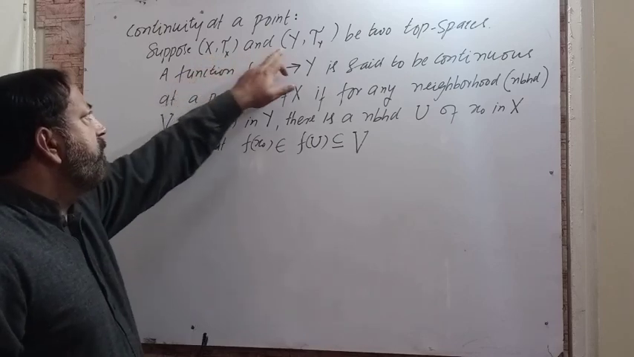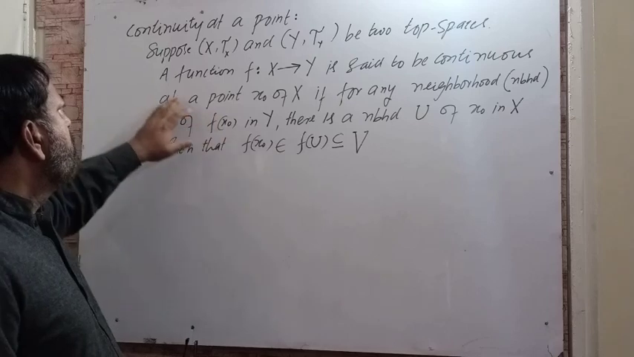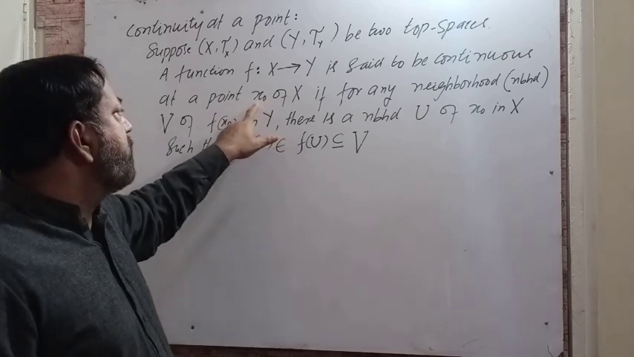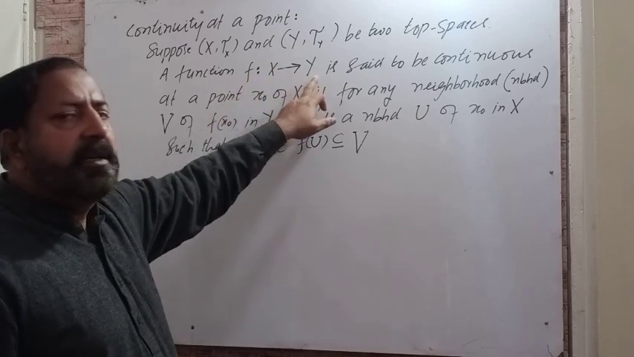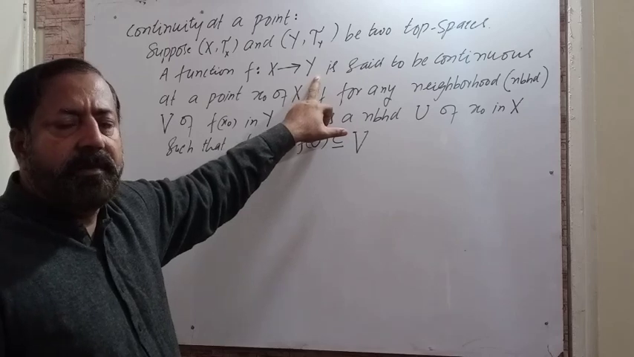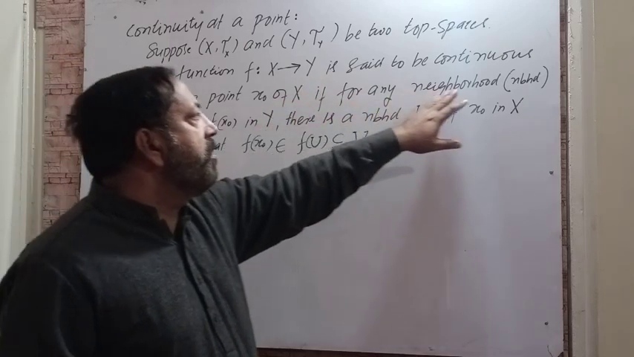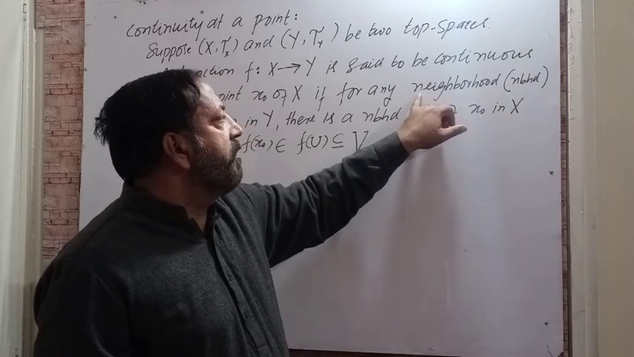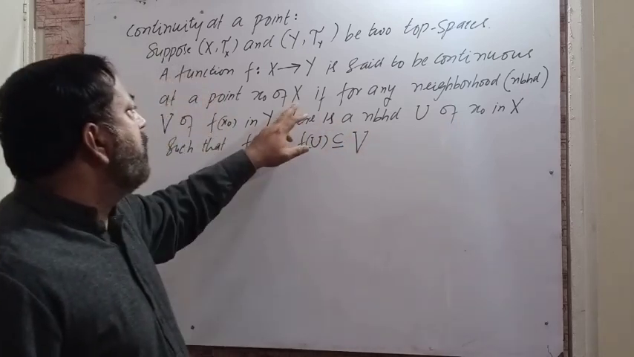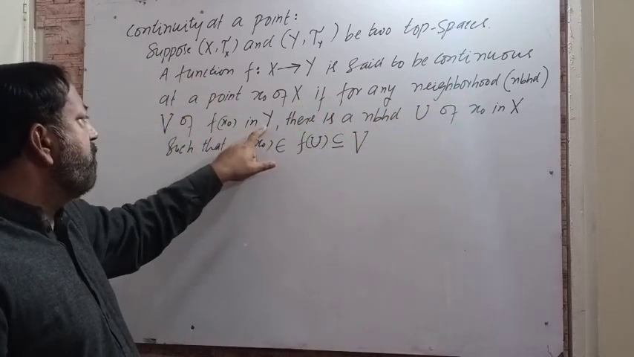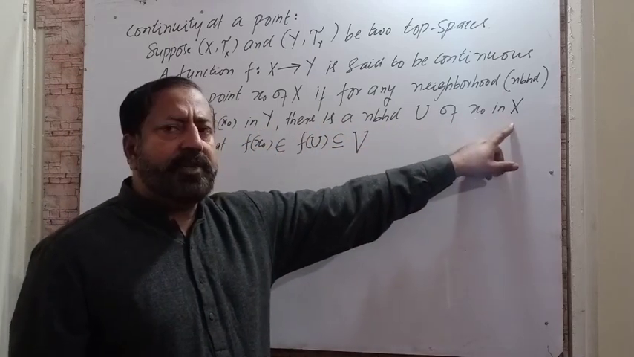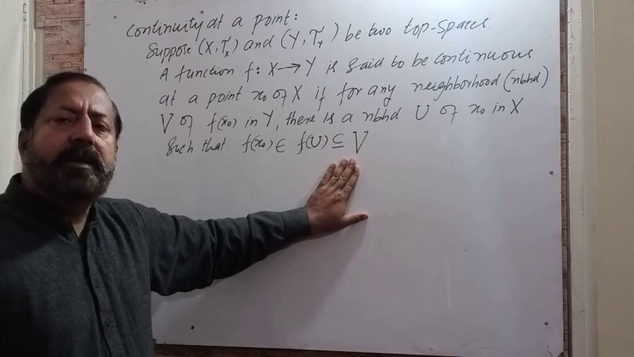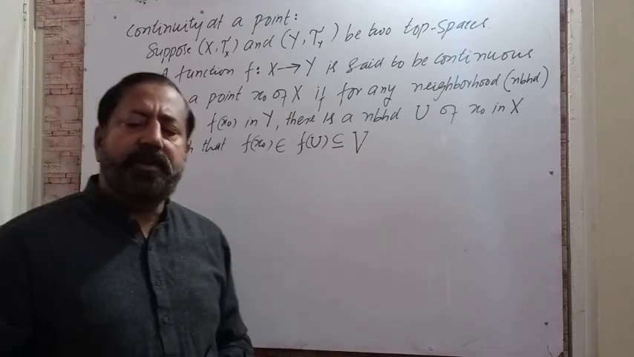Suppose (X, τx) and (Y, τy) are two topological spaces. A function f from X to Y is said to be continuous at a point x₀ of X. Just like real analysis, you take a point x₀ of X and define a function from X to Y, but here the definition is a little different from real analysis. If for any neighborhood (I am using the symbol NBHD for neighborhood) V of f(x₀) in Y, there is a neighborhood U of x₀ in X such that f(x₀) belongs to f(U), which is contained in V, then we say that our function is continuous at x₀.